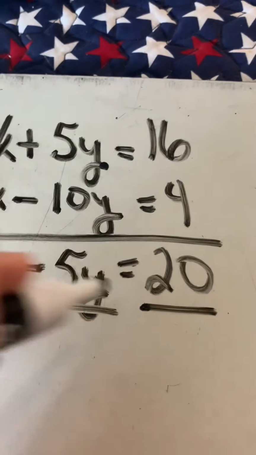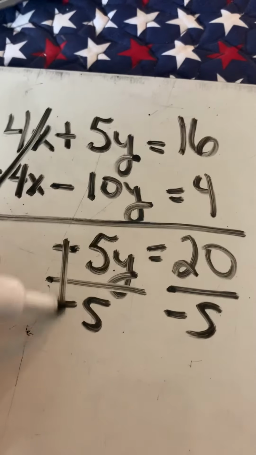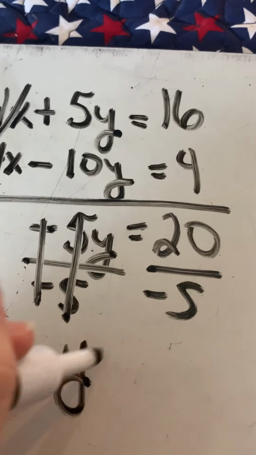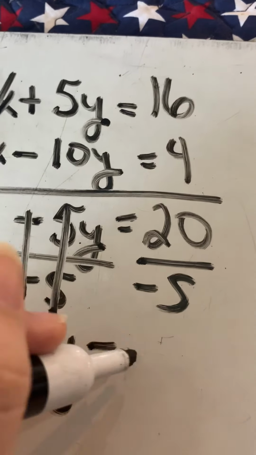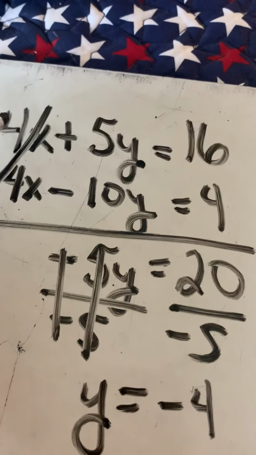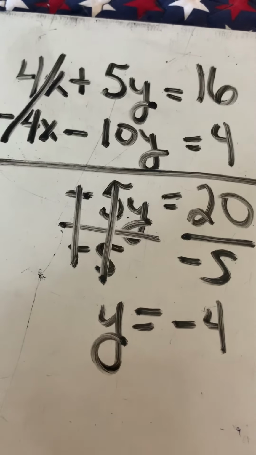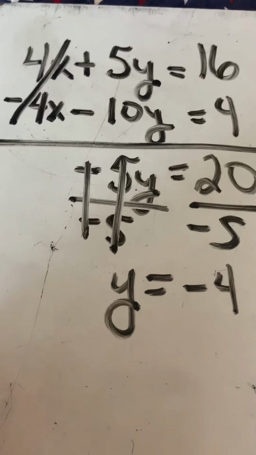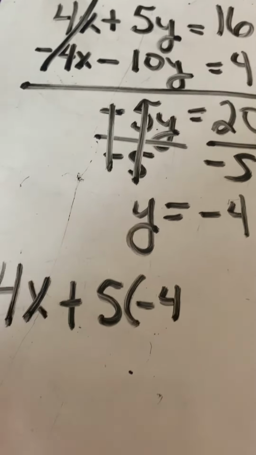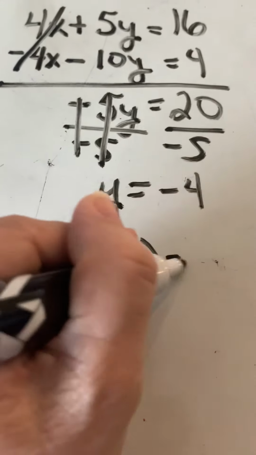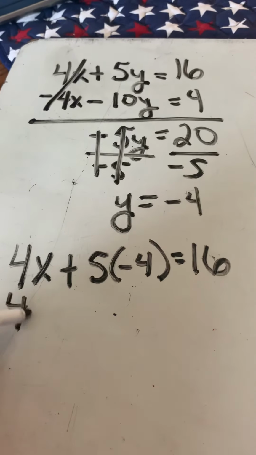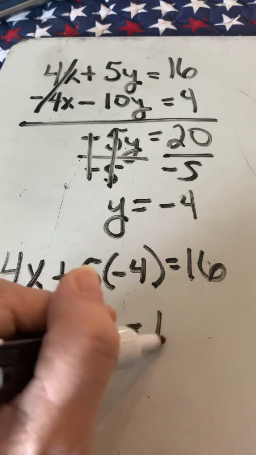I'm going to divide both sides by negative 5. That cancels out my negatives and my 5's so that y is isolated. 20 divided by negative 5 is negative 4. Now I know that y is negative 4. I'm going to plug that back into my original equation, and I'll use the top one again: 4x plus 5 times negative 4 equals 16. Multiplying that, I get 4x minus 20 equals 16.